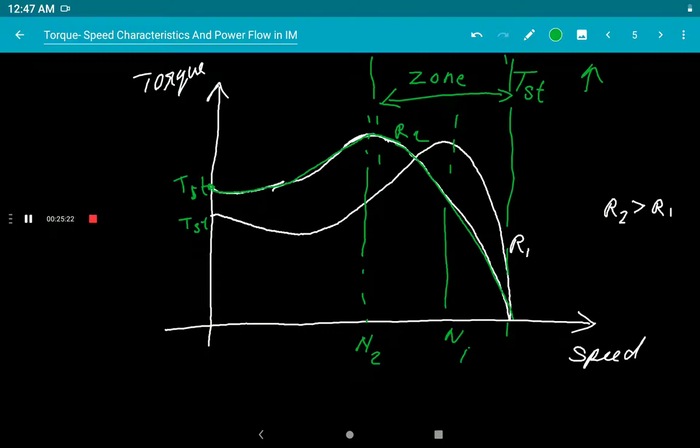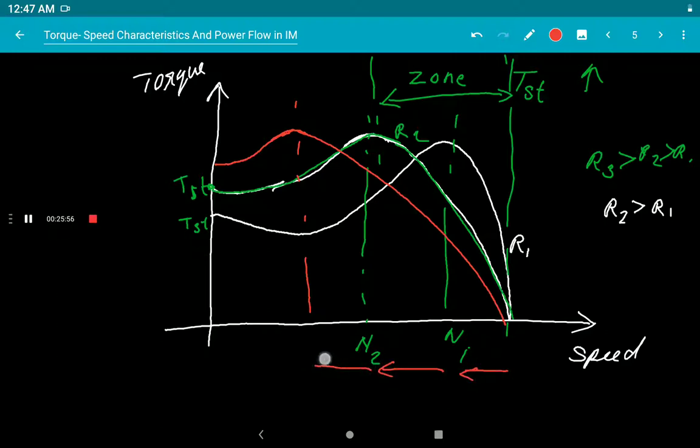Okay. When we consider an R3 which is greater than R2 and R1, then what will be the curve? Just check. It will be like this. Again the starting torque increases and its operating area also increases. Okay. So here you can see the operating area increases. But here you can see the speed will be decreased with increasing resistance. So we cannot increase the resistance of the rotor circuit too much, otherwise the motor will pull down also. So we have to consider the speed also.